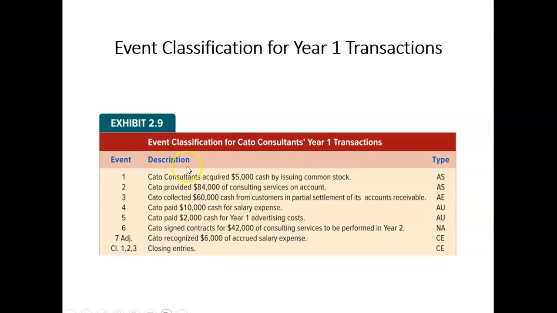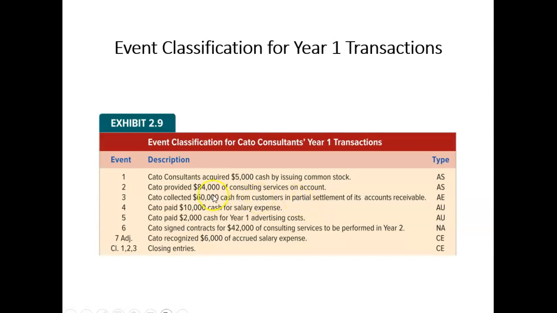So when you acquired $5,000 cash based on common stock, that was an asset source. So the asset account increased, stockholders' equity increased. When cash was provided, $84,000 for consulting services, asset source, your assets increase, retained earnings increase. When you collect $6,000 in cash from customers, that was an asset exchange. Your cash account increased, but accounts receivable decreased.